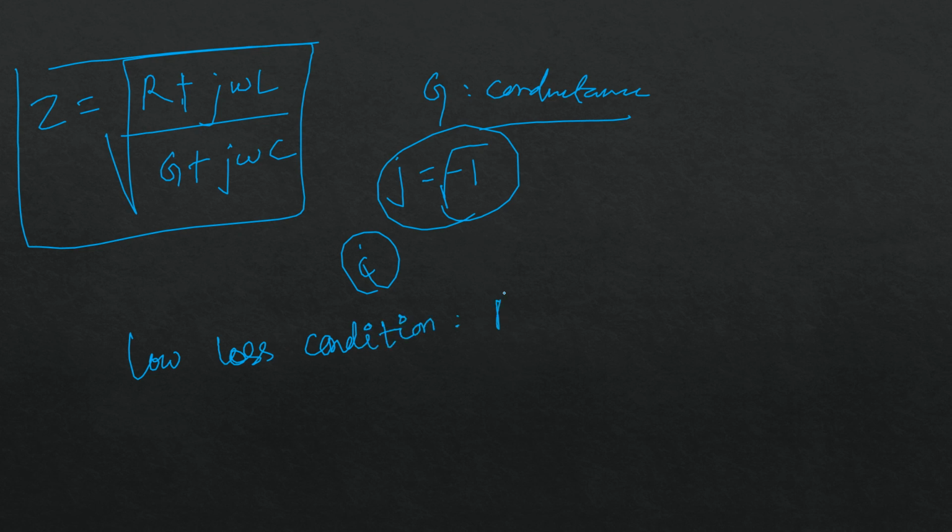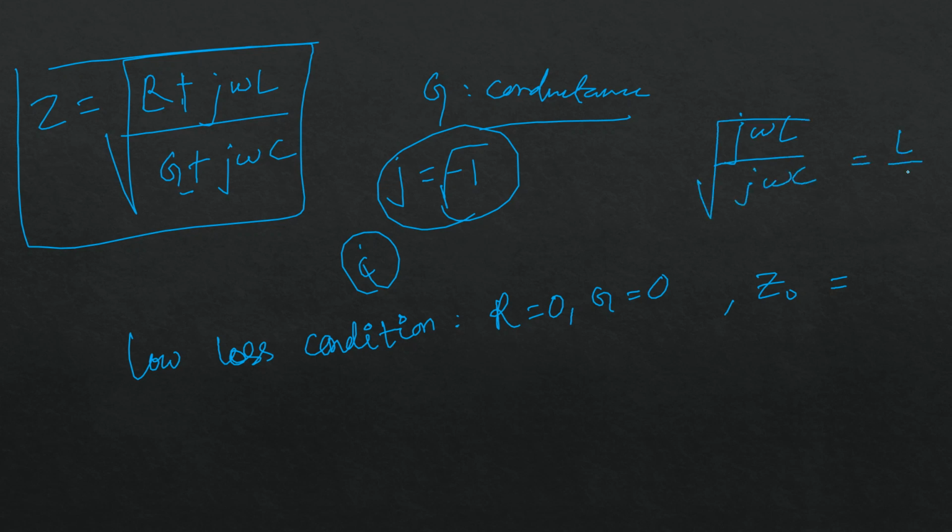Low loss condition is R is equal to 0, G is equal to 0. So it makes Z naught is equal to, since R is equal to 0 and G is equal to 0, it leaves us with root over of j omega L by j omega C, which is root over of L by C, isn't it? So Z naught is equal to root over of L by C. Okay, so this is the low loss condition.